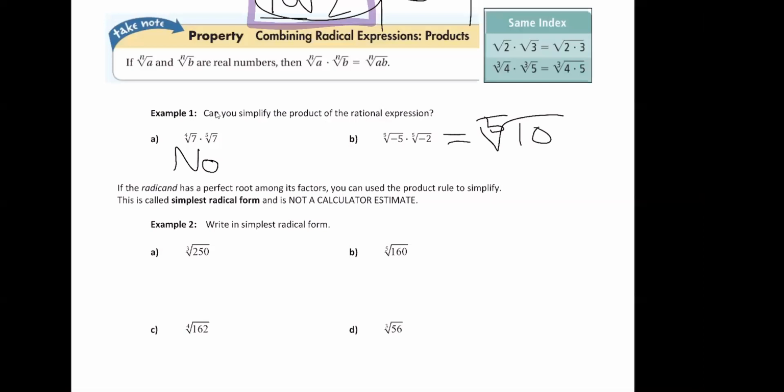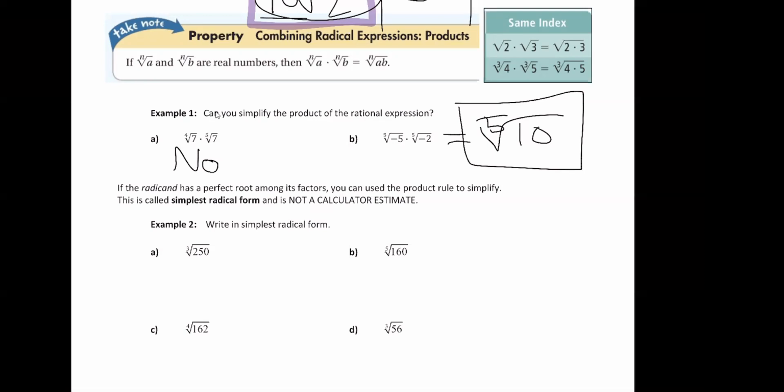And then usually the idea is once you get your new answer, you just see, can you simplify this? This one's really not going to simplify at all. There's nothing you can really do with a 5th root of 10. But just keep in mind, you can only do these if you have like radicals, or they have the same index number.